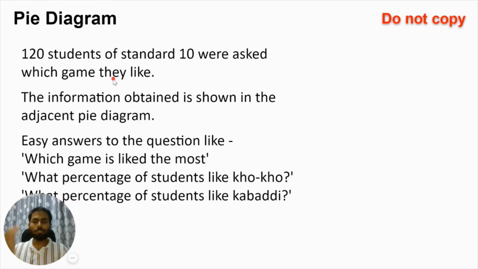One way of collecting this data is to draw two columns, and in the first column you write the names of each and every student, and in the second column you write the answer they give. If someone says cricket, you will write cricket against their name. If someone says hockey, you will write hockey against their name, and so on, and you'll get a table. But a better way to represent this information would be a pie diagram.